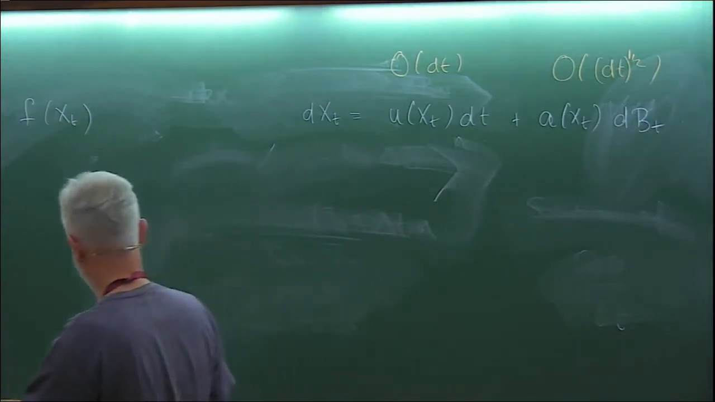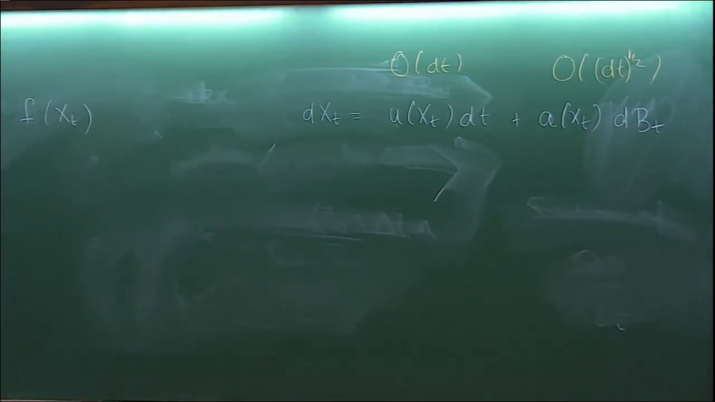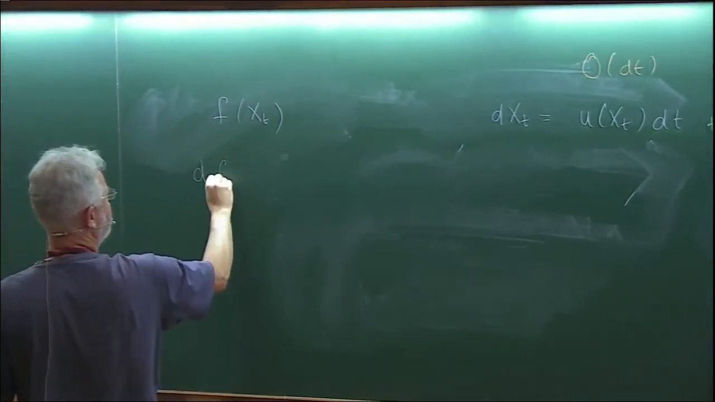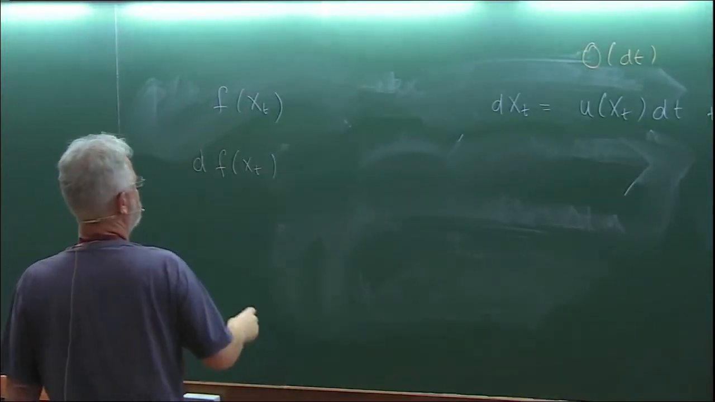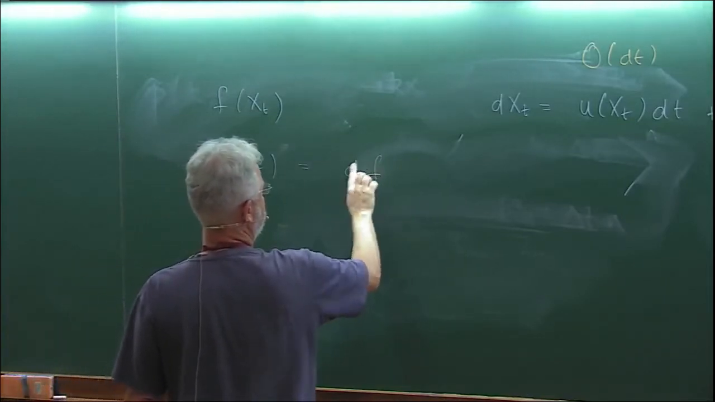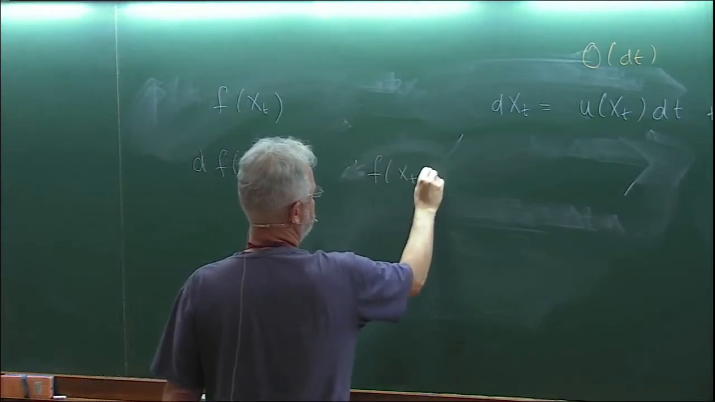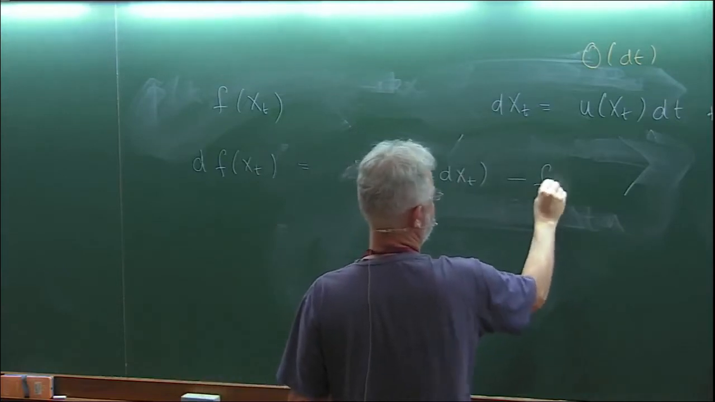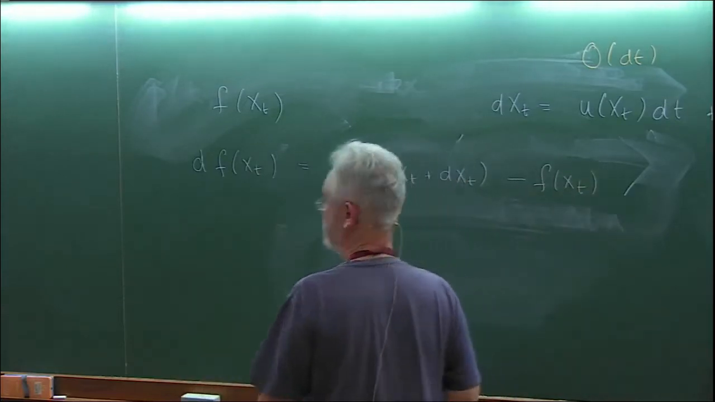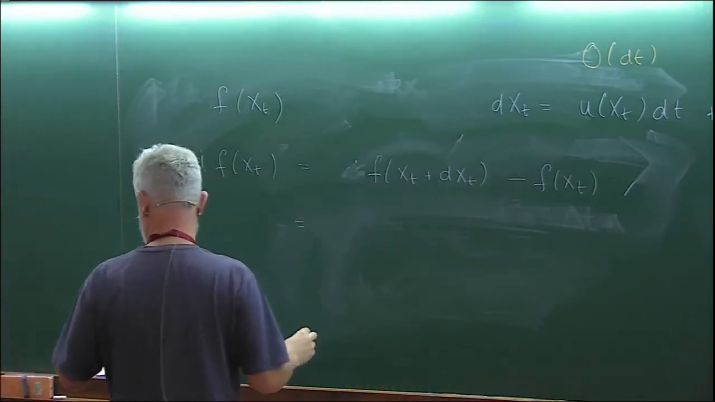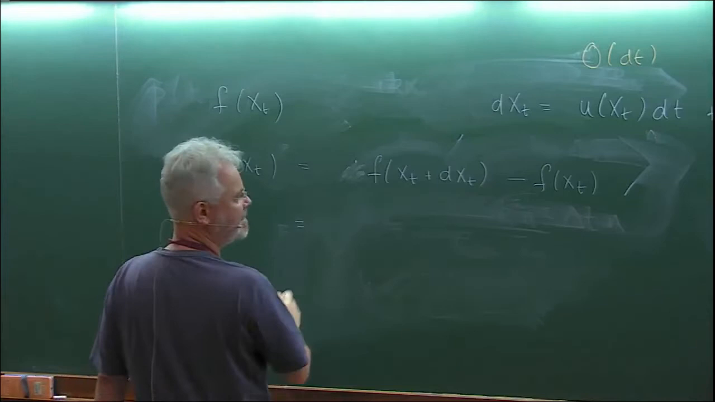So now, this is a function of this trajectory. Let me look at the derivative. I increase the time step. Let me look at df of x of t. So as usual, the differential is defined as f of x of t plus dx of t minus f of x of t. So this is equal to, let me do a Taylor expansion.